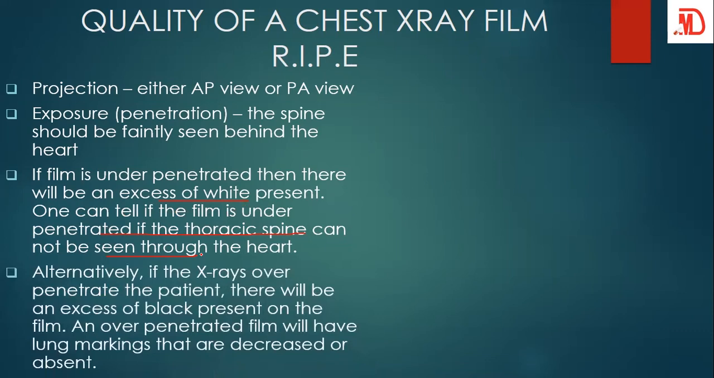Now, if the film is under-penetrated, there will be an excess of white present. So when there's low penetration or low exposure, there'll be excess white. One can tell if the film is under-penetrated if the thoracic spine cannot be seen through the heart. Very, very important. Alternatively, if the X-ray is over-penetrated, there will be excess of black, and you will have landmarks that are decreased or absent. So you might not see some landmarks on the X-ray.